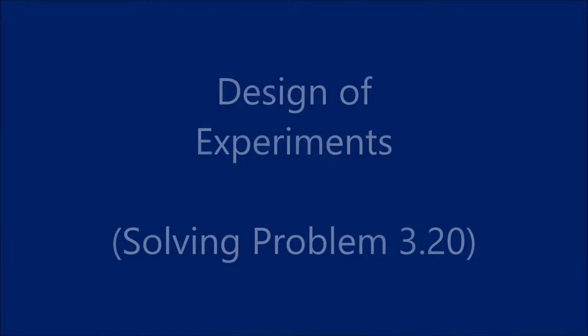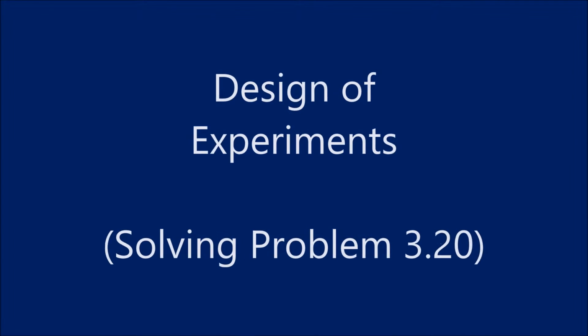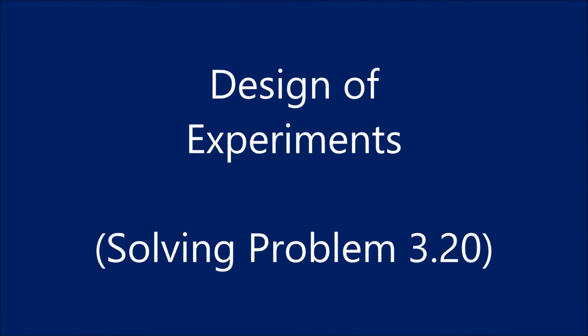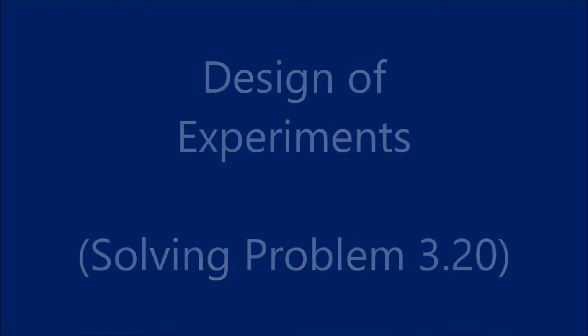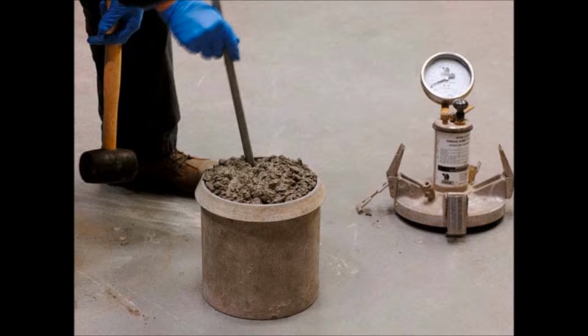Hello, in this video we will explain how to solve a problem from chapter 3 of the class Design of Experiments. The problem we are going to solve is problem 3.20. This problem describes several experiments investigating the rodding of concrete to remove trapped air. To better explain this process, we will show the next video.